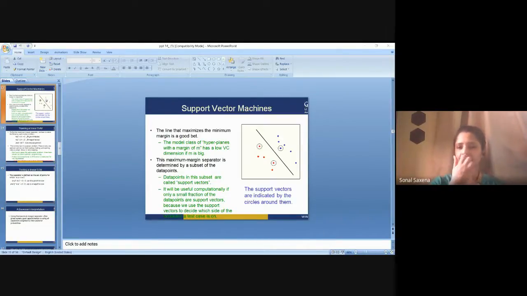Now, the support vector clustering algorithm, created by Hava Siegelmann and Vladimir Vapnik, applies the statistics of support vectors developed in the support vector machine algorithm to categorize unlabeled data, and is one of the most widely used clustering algorithms in industrial applications.